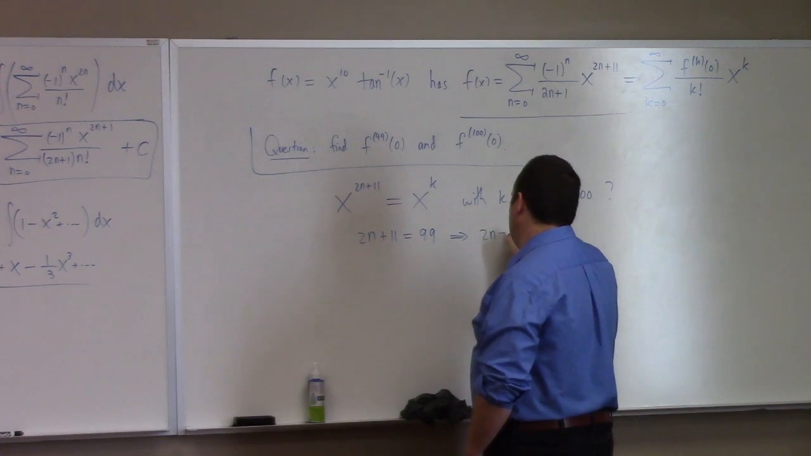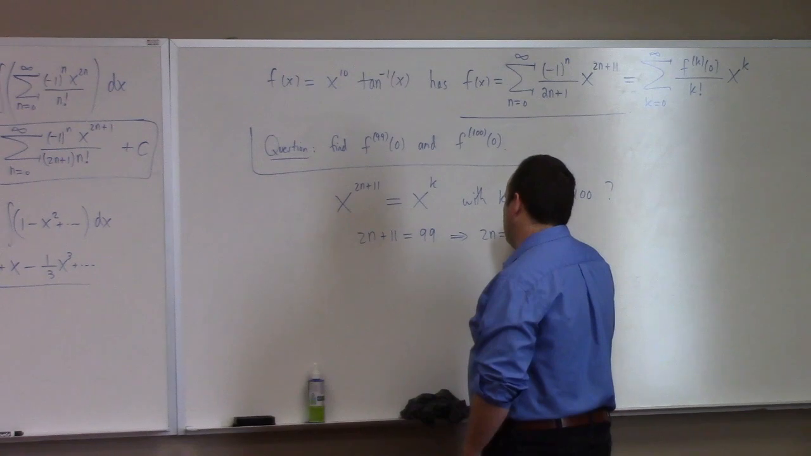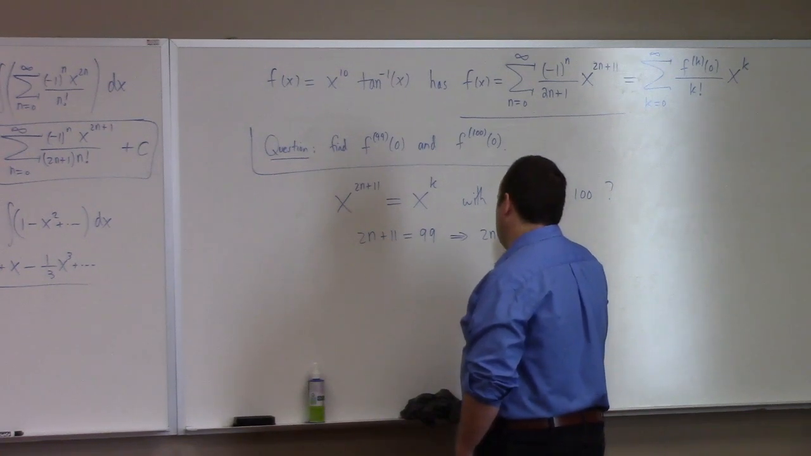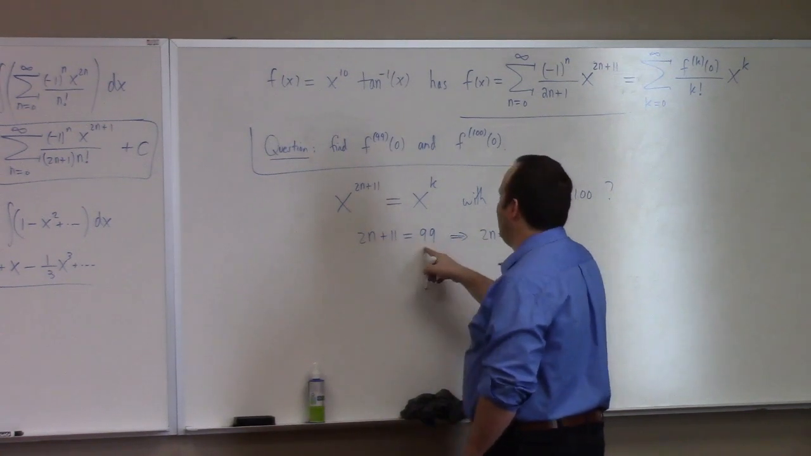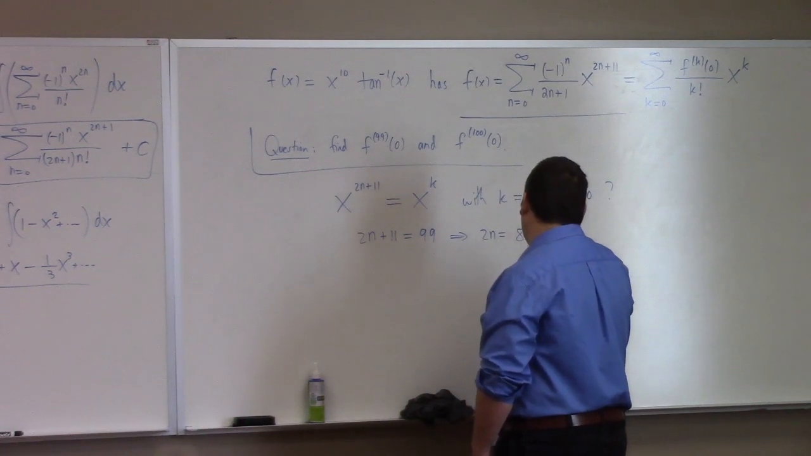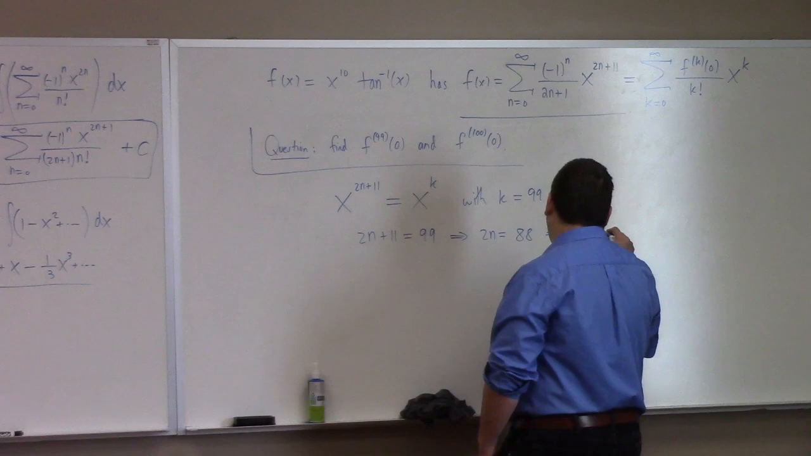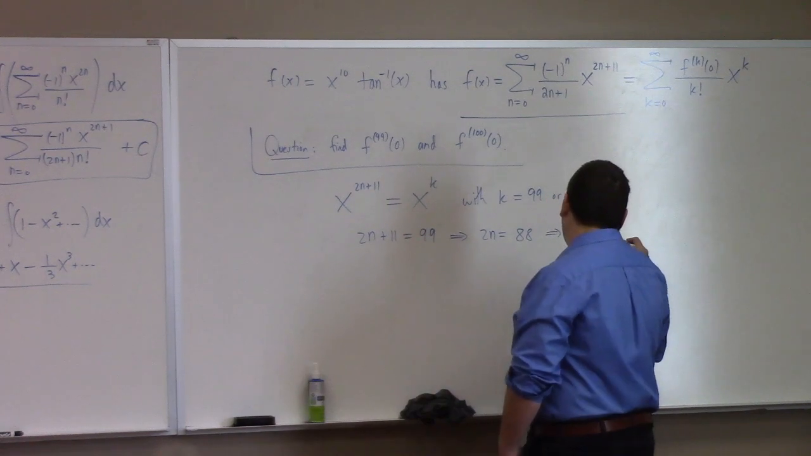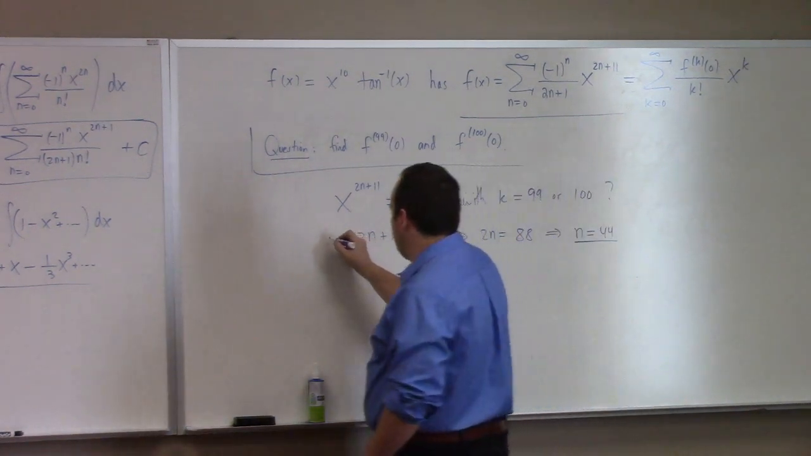Right, 2n equals, what'd you say? 48. What's 99 minus 11? 88. Okay, so you guys told me that n was 44. Okay, I'll buy that. On the other hand, that's case number 1.